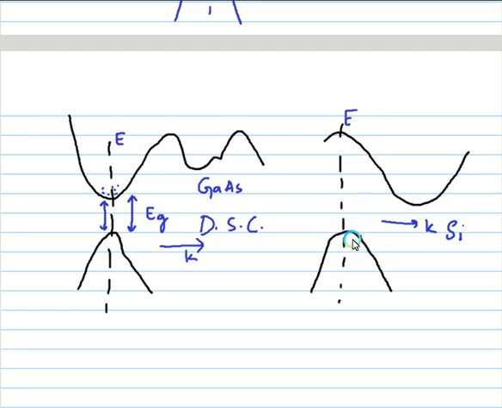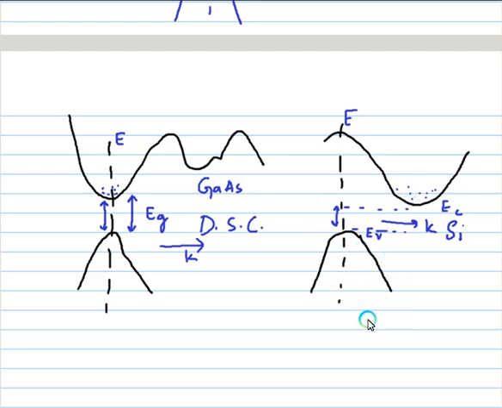Okay, now see the difference. This is the top of the valence band and this is the bottom of the conduction band. So the band gap difference is this, because you can measure band gap difference only between the top of the valence band and the bottom of the conduction band, right? So here the bottom of the conduction band is not exactly perpendicular to the top of the valence band. It is somewhat deviated.